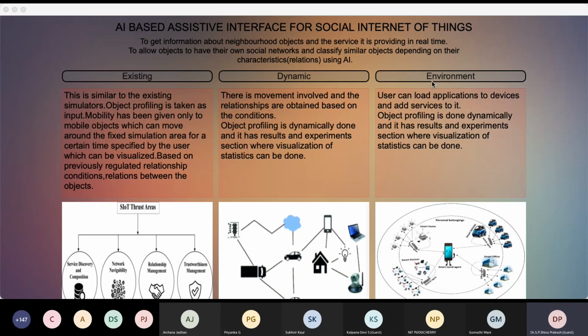Instead, depending on the navigation or the constraints, I can straight away choose those devices, configure those parameters, and then simulate this and find the result. So this is a simple simulator which is specifically designed and developed for the social Internet of Things.